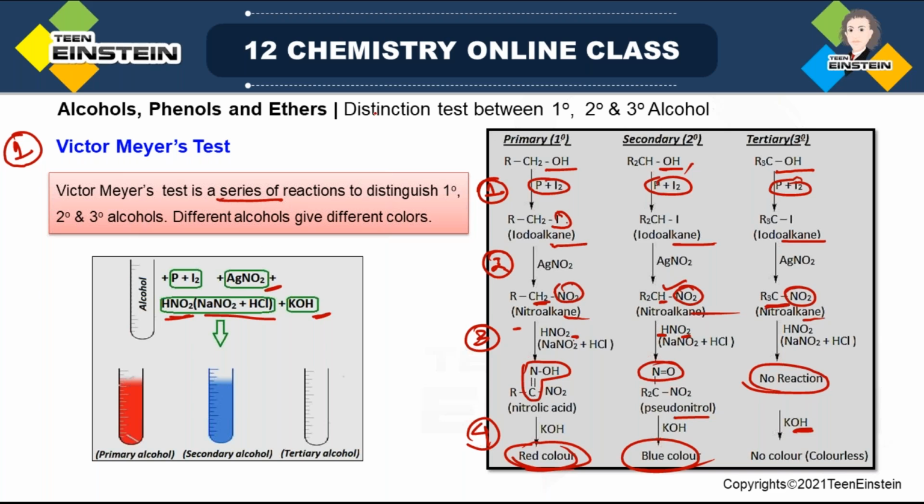Whenever you are doing any distinction test, there must be some visual change. It may be a color change, it may be precipitate formation, it may be the appearance of some gas with a specific smell. There must be some visual change, or any change that you can easily identify. That is why these tests are used for identification or distinction, so that you can understand it very quickly. So this is the first test by which you can differentiate these 3 types of alcohols. Next day we will see another test also.